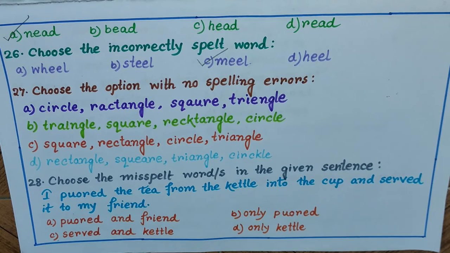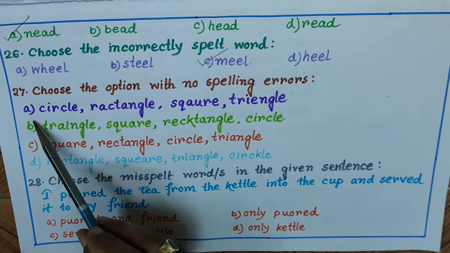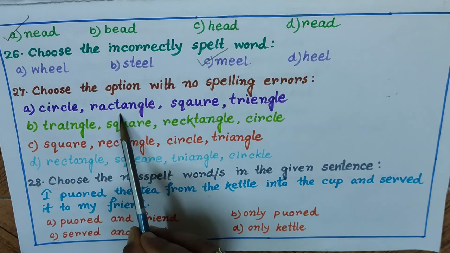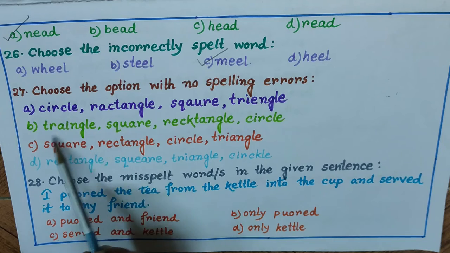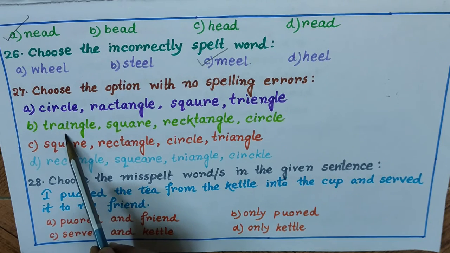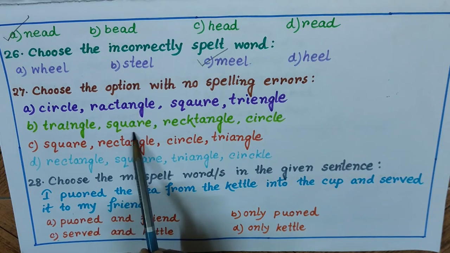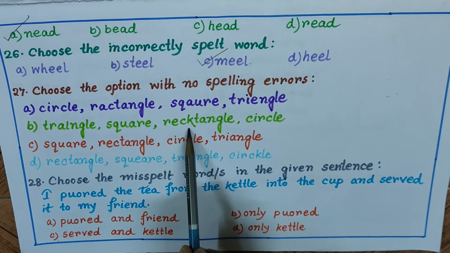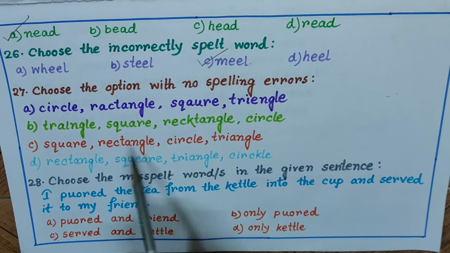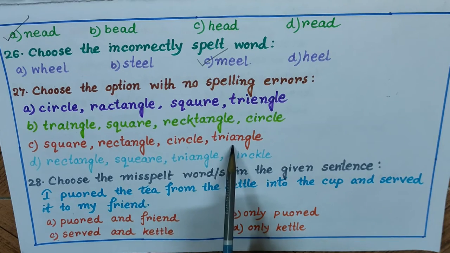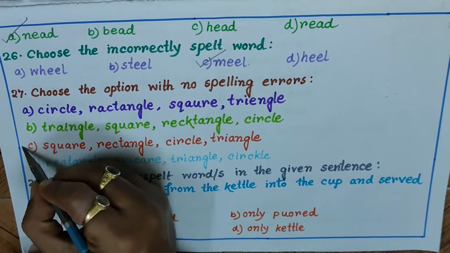Question 27. Choose the option with no spelling errors. So we have to choose the option where there is no error. Let us see the options. A, circle spelling is right, rectangle spelling is wrong, so this is not the right option. Option B, triangle spelling is right, square spelling is right, rectangle spelling again is wrong, so this is also wrong. C, square spelling is right, rectangle spelling is right, circle spelling is right, and triangle spelling is right. So option C is the right answer for us.